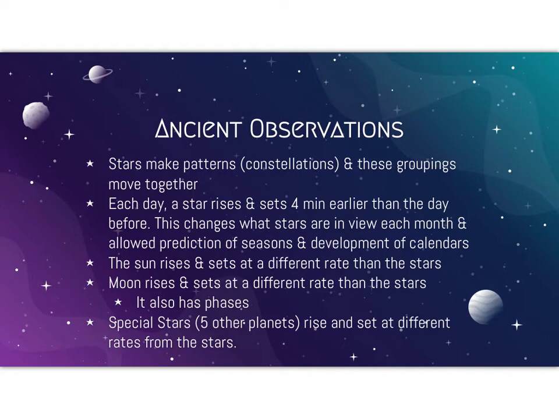Each day, they noticed that a star rises and sets 4 minutes earlier than the day before. This changes what stars are in view each month and allowed the prediction of seasons and development of calendars. So if it rose and set 4 minutes earlier each day, at some point it won't be in view and they would know what season it was.